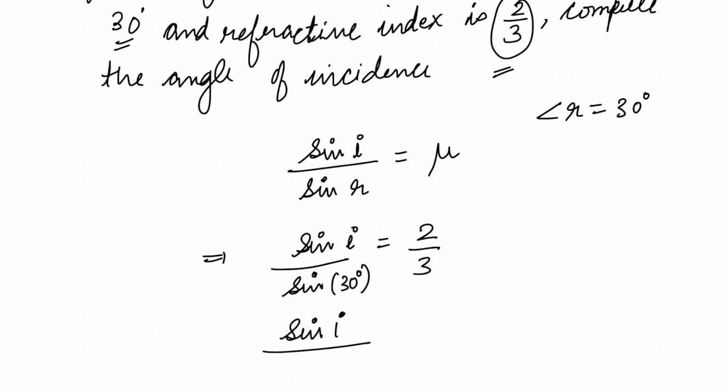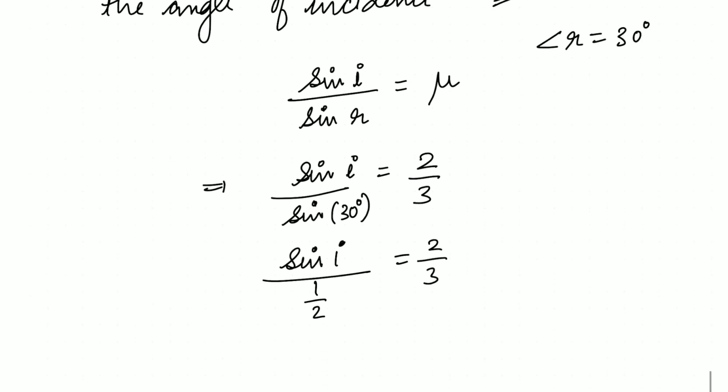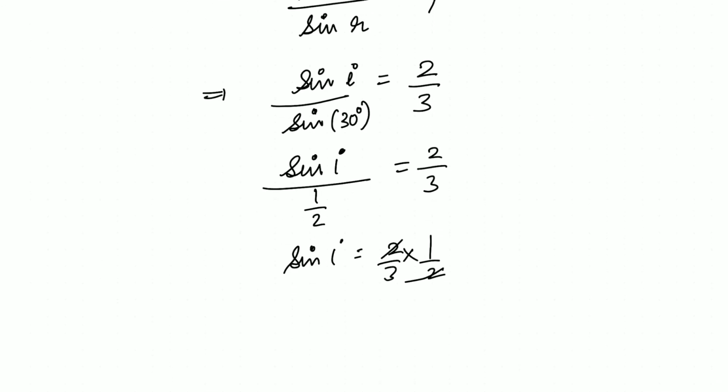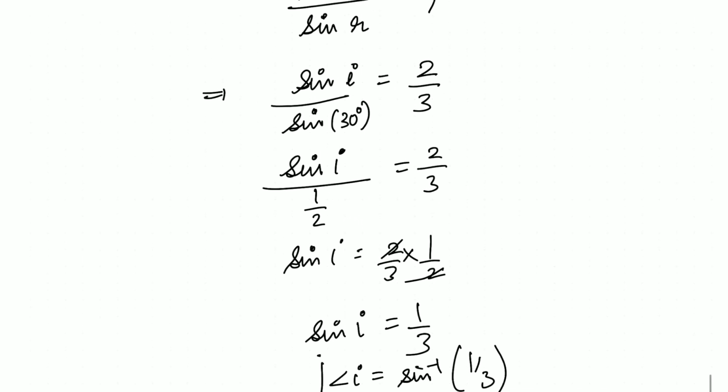Now sine i, what is the value of sine 30? For all those who do not know, the value of sine 30 is half, right? And that is equal to 2 by 3. So sine i will be equal to 2 by 3 multiplied by 1 by 2. So the half and half cancel out. Sine i is coming out to be 1 by 3, or simply your angle i will be equal to sine inverse of 1 by 3. Yes, so that is the answer.